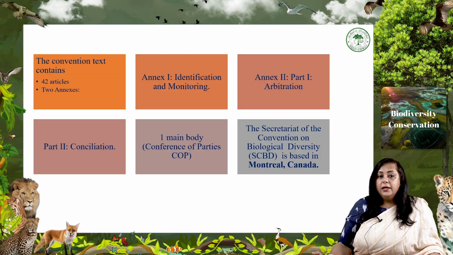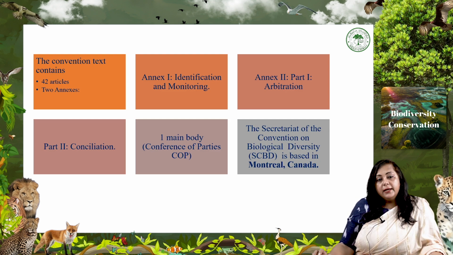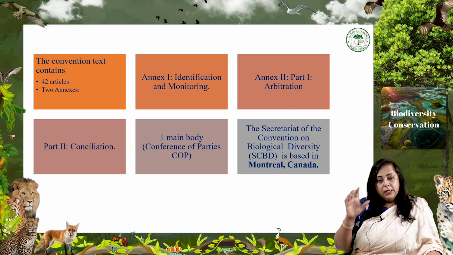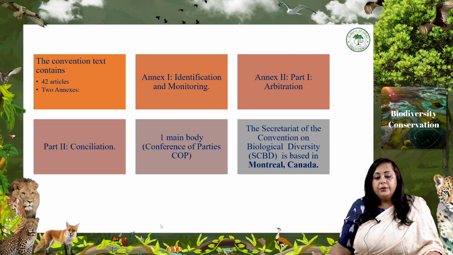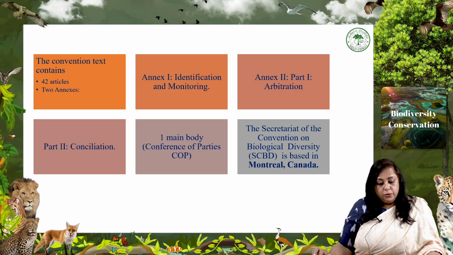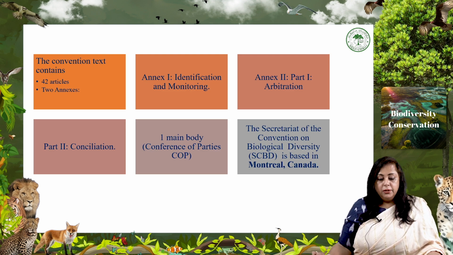This convention has a text. Every convention has a text, and the text has a body that defines things. There are 42 articles and 2 annexures. Annexure 1 is identification and monitoring. Annexure 2 has two parts: Part 1 is arbitration and Part 2 is conciliation.